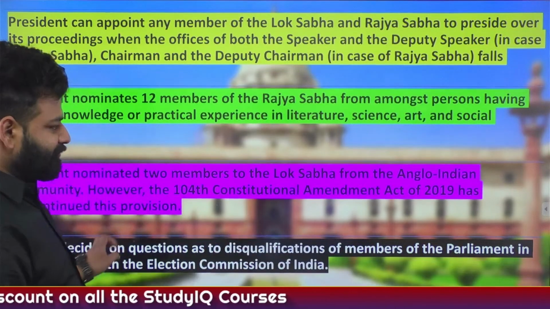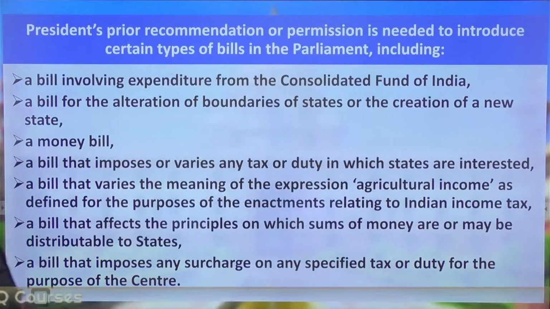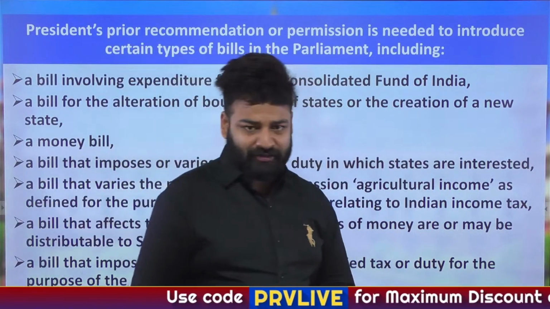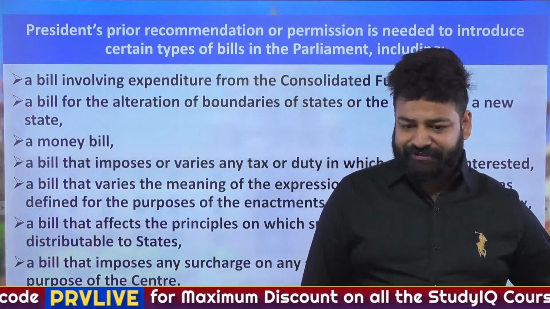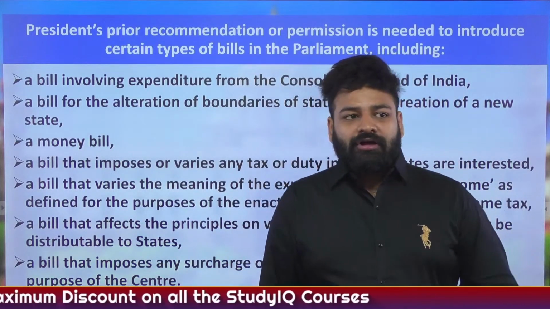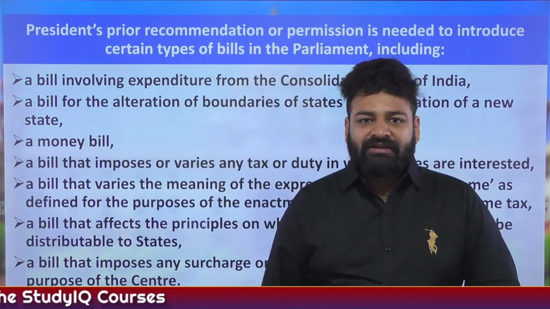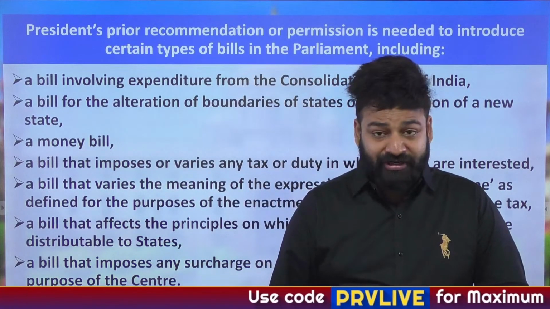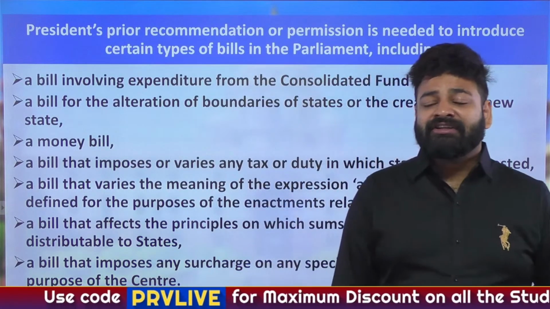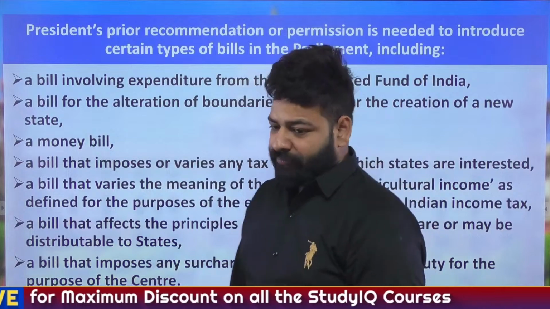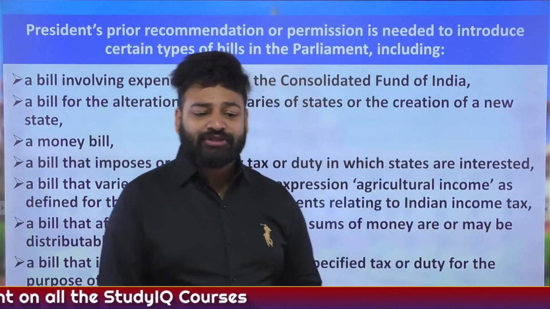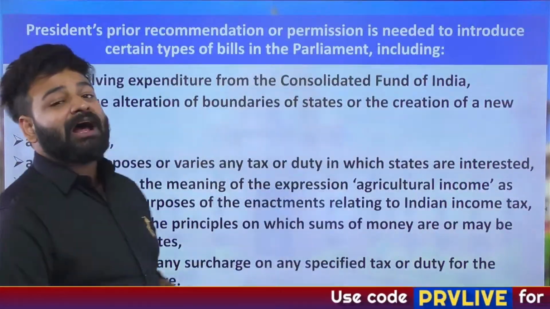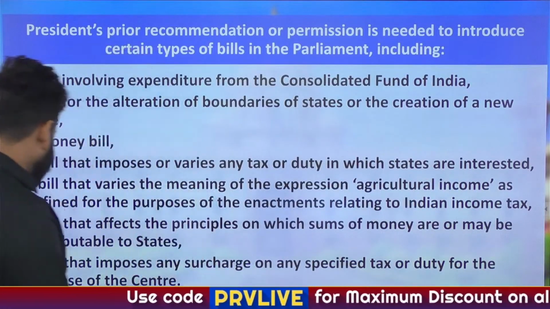Okay, so next. President's prior recommendation or permission is needed to introduce certain types of bills in the Parliament, as we have already discussed. That is, a bill is converted into an act only after it has gained the assent from the president. Only, right? But that is the post assent. But there are certain types of bills that require what? The prior assent. So what are those types of bills that require the prior assent?